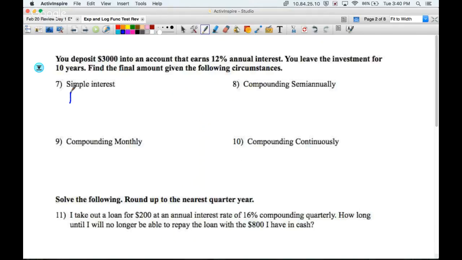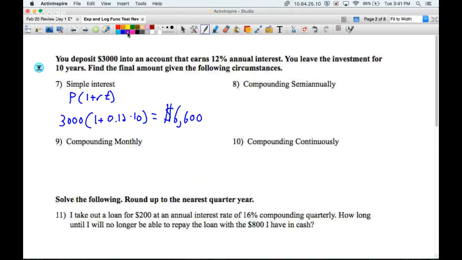The formula for that is principal times 1 plus the rate times time. And so 3,000 times 1 plus the 0.12 times 10. Plug that into your calculator. Make sure to keep the parentheses in the right spot. 3,000 times parentheses 1 plus 0.12 times 10, close parentheses, gets $6,600.